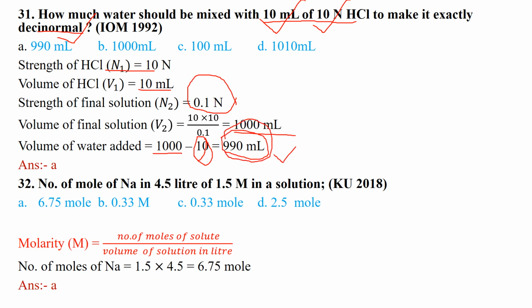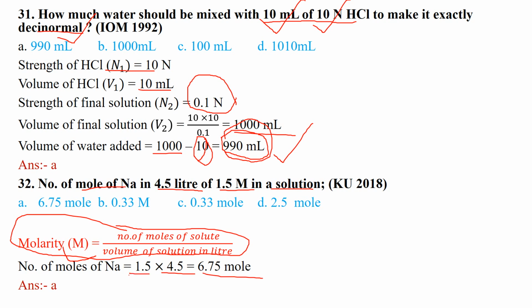Very simple question. Number of moles of solute in 4.5 liter of 1.5 molar solution is, just use the concept of molarity: number of moles of solute divided by volume of solution in liter. So number of moles of solute will be molarity times volume of solution in liters. The volume of solution in liter is 4.5 and molarity is 1.5, so 6.75 mole. Simple question.